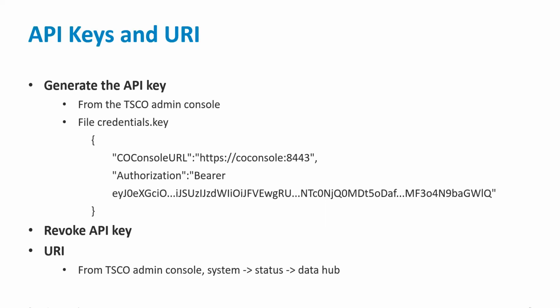If you no longer need these keys, or you want to safeguard your environment against unauthorized access, you can revoke all the generated API keys from the TSCO console or from the application server's shell prompt. You can easily get the URI from the TSCO admin console's Data Hub status page for the respective API services.